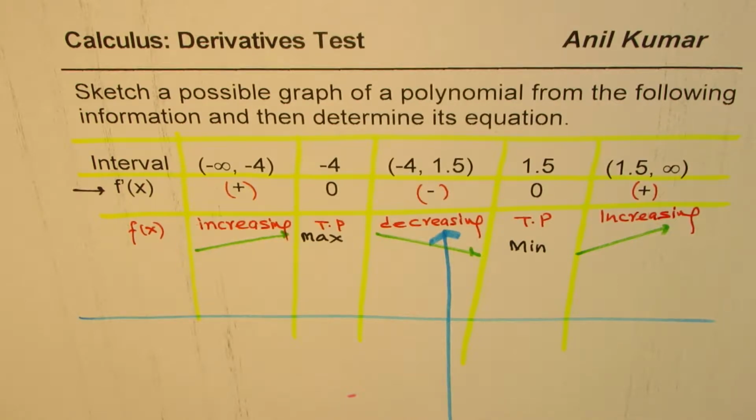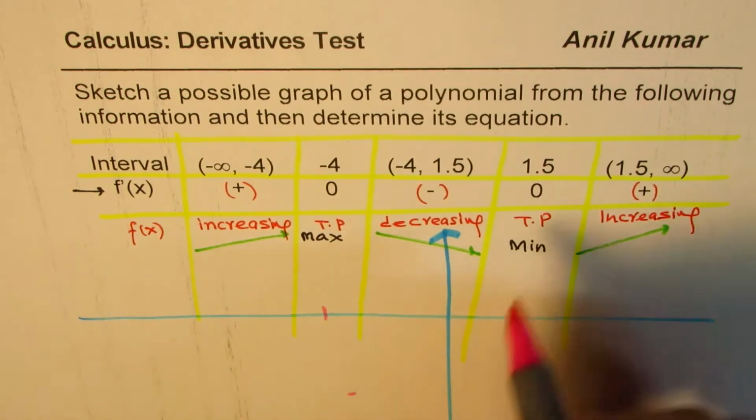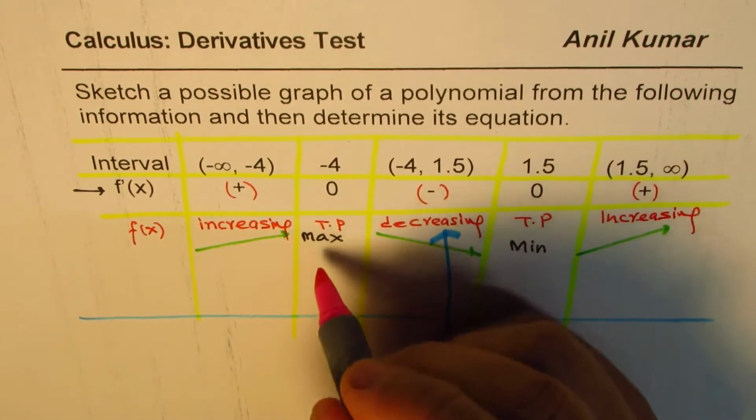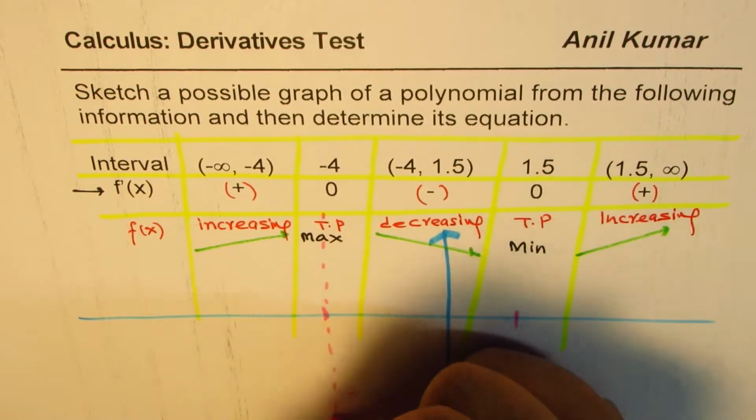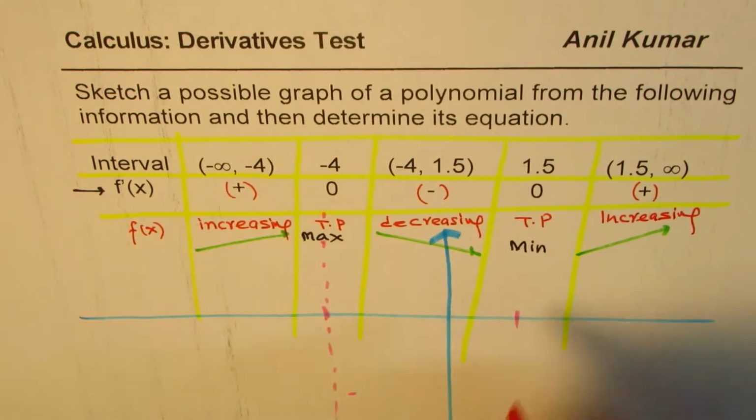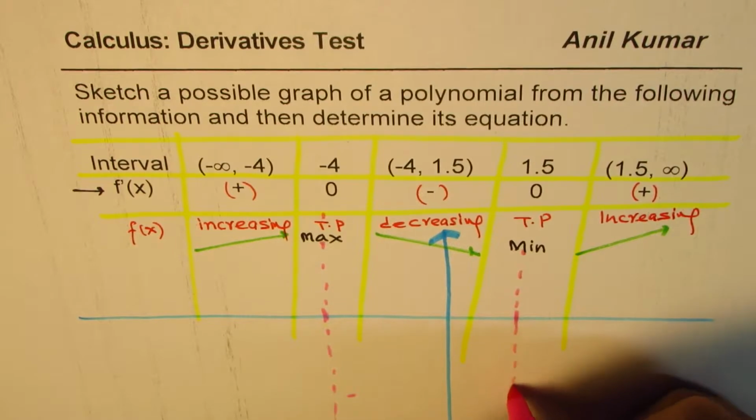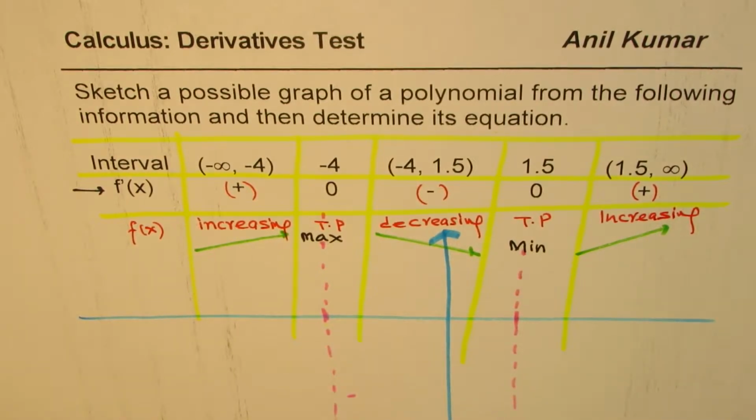Now the idea is that we have a maximum at this point, minus 4. Let's say this minus 4 is here. Let's mark these points a bit. Approximately, we'll do this job. So minus 4 is here, and 1.5 is somewhere there. Somewhere along this line we have a maximum, and somewhere along this line we have a minimum. Once we sketch our polynomial, then we can write its equation, right?